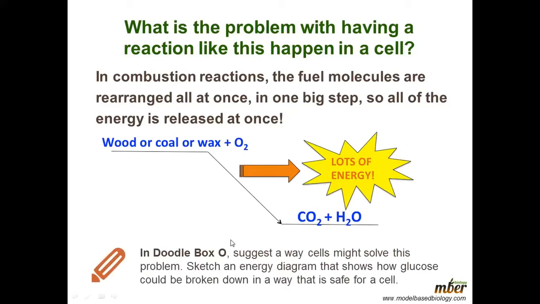In doodle box O, suggest a way that cells might solve this problem. So we don't want it released all at once. And so I want you to just sketch an energy diagram that shows how glucose could be broken down in a way that is safe for the cell. It could be overpowering, right, for the cell to have all of that glucose released at the same time. So go ahead and put me on pause now and draw out your diagram.